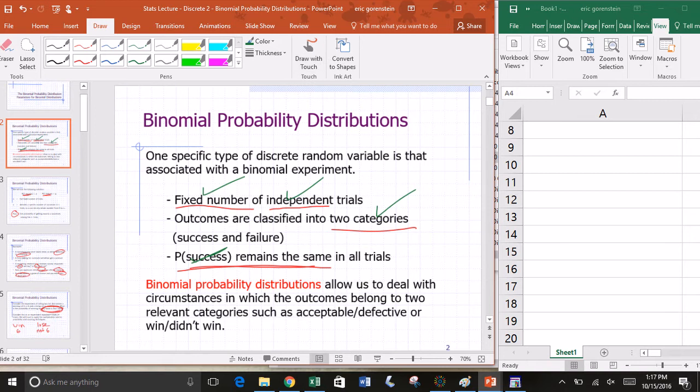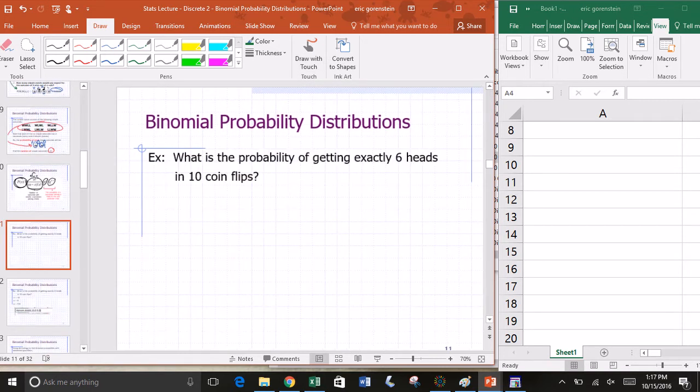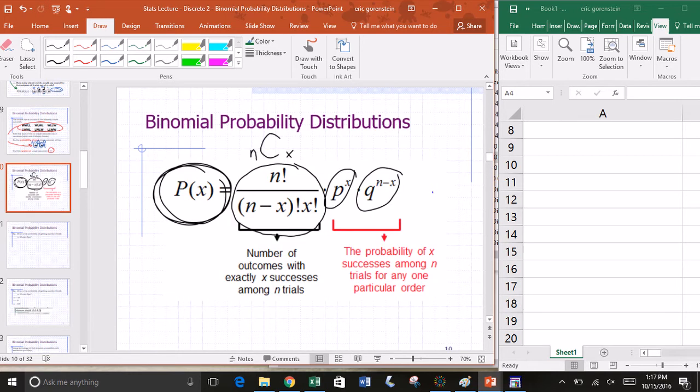Okay, so it looks like we've verified that this is a binomial probability distribution. Now, here's the formula. I'm never actually going to calculate the probability using this formula. I'm going to use Excel because Excel has this built in as one of the statistical functions.